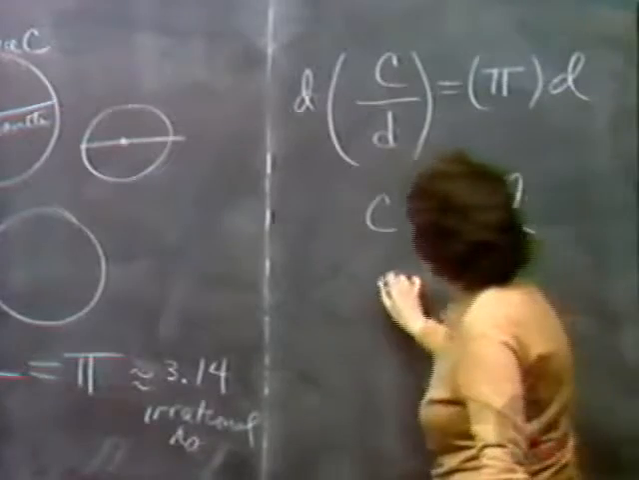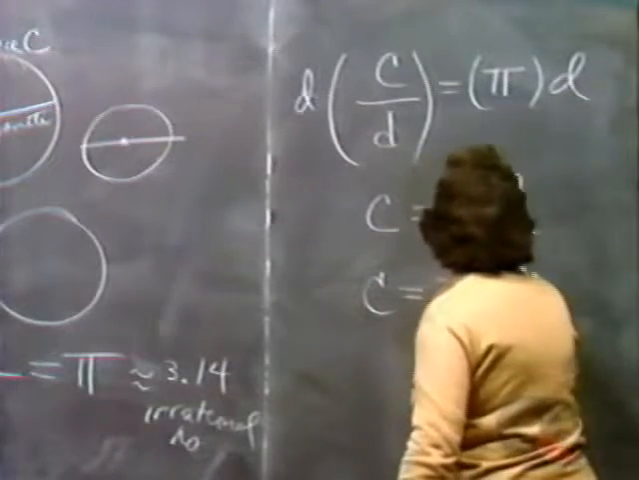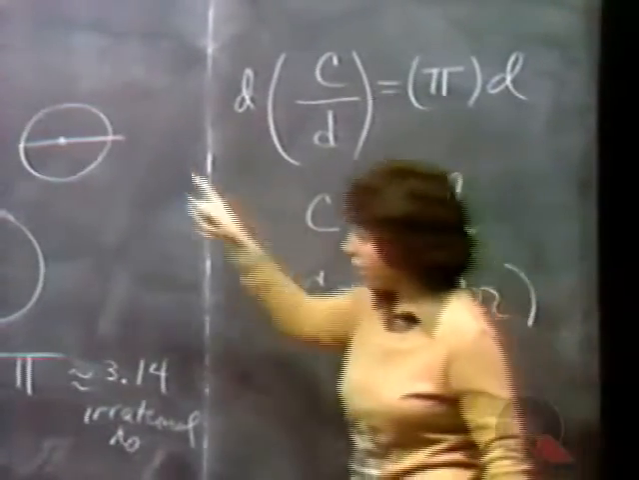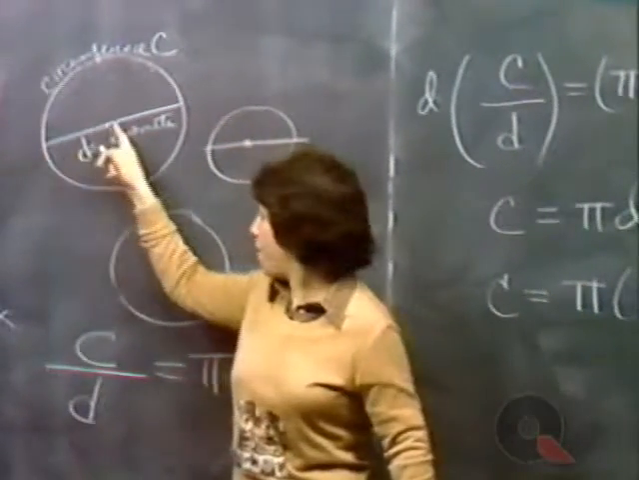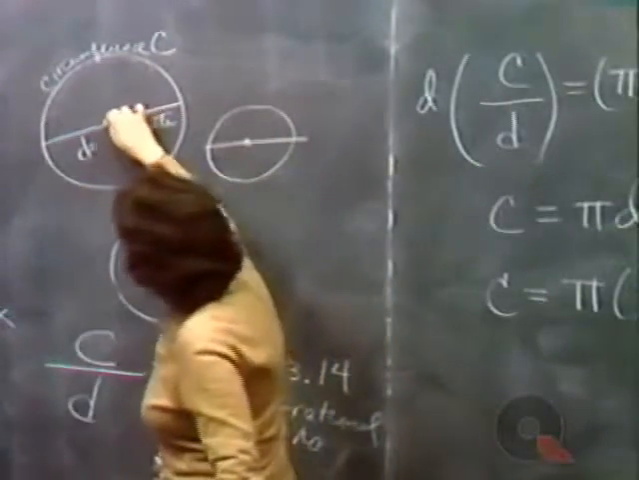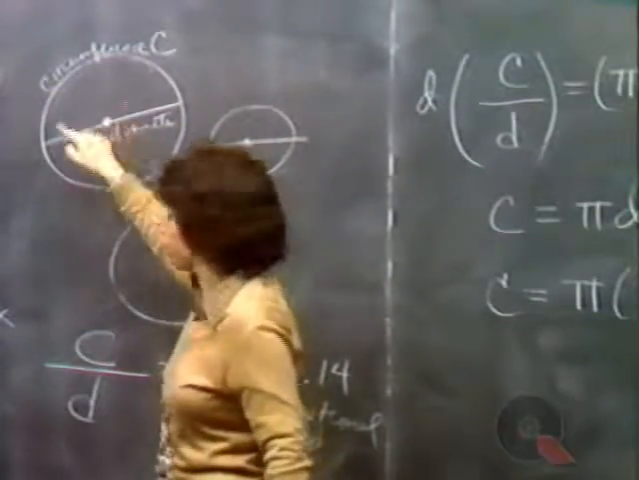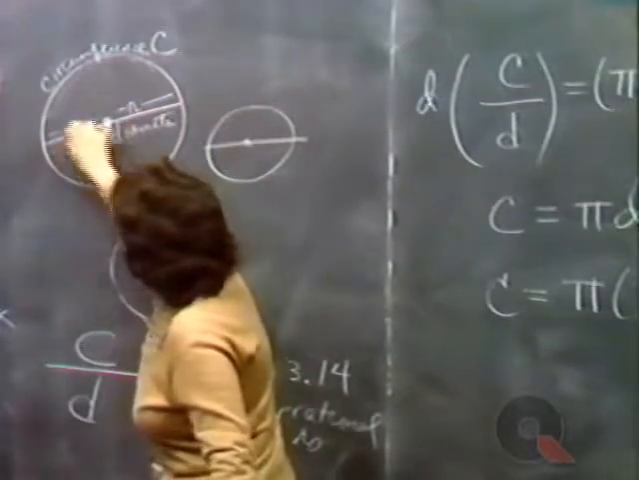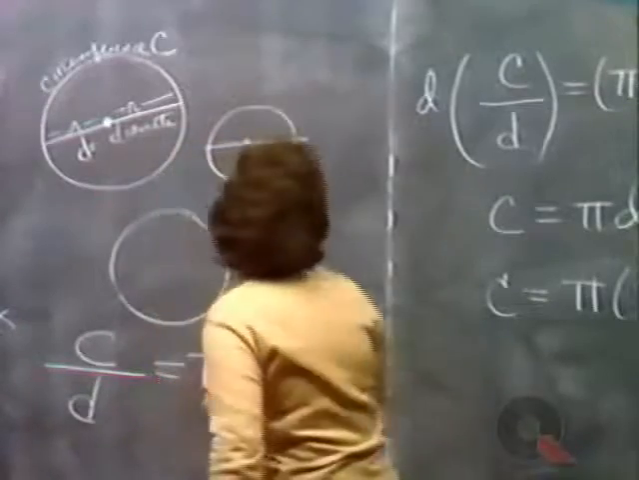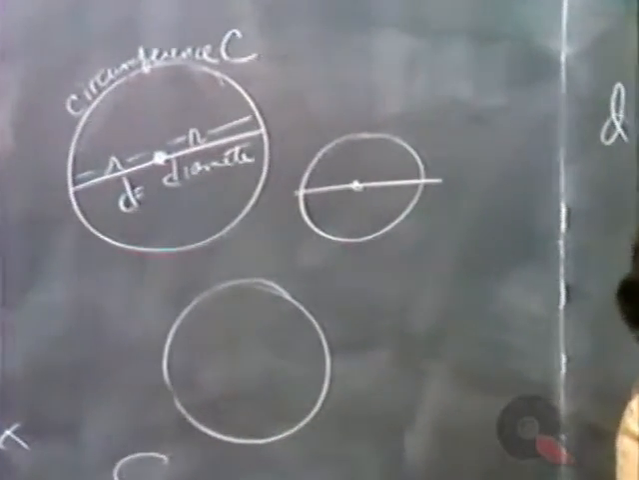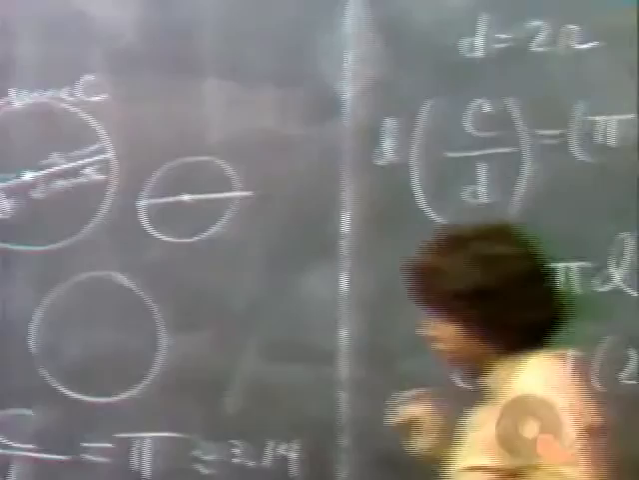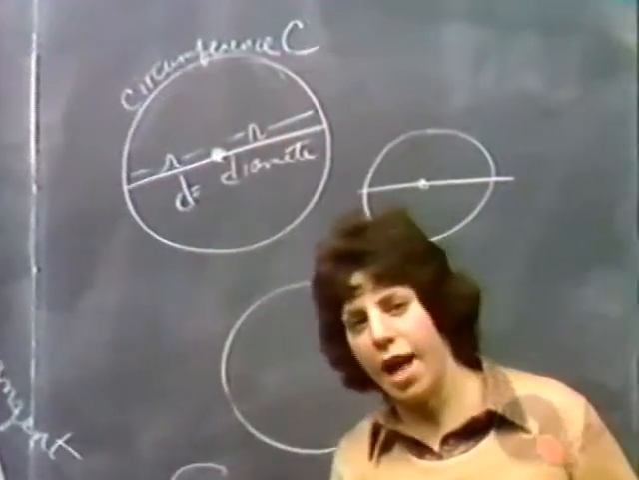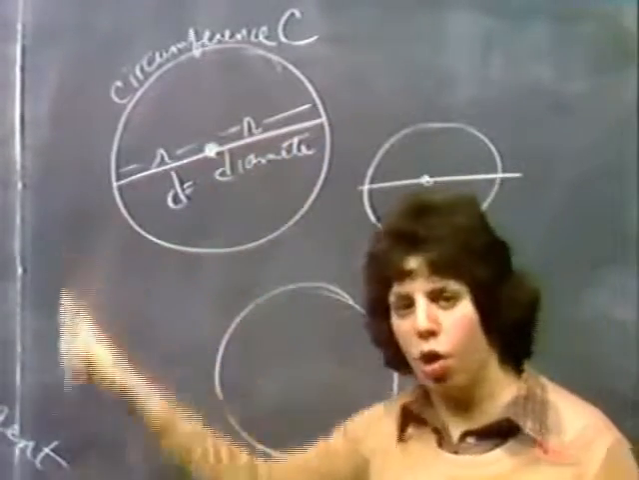Or C is equal to pi times 2r. Remember, the diameter goes from one end of the circle to the other end of the circle, passing through the center. Since a radius goes from the center to a point on the circumference, it stands to reason that D is equal to 2r. The diameter, for any circle, is equal to 2 times the radius. 2 radii extended to form a straight line segment give you the diameter. D is equal to 2r.